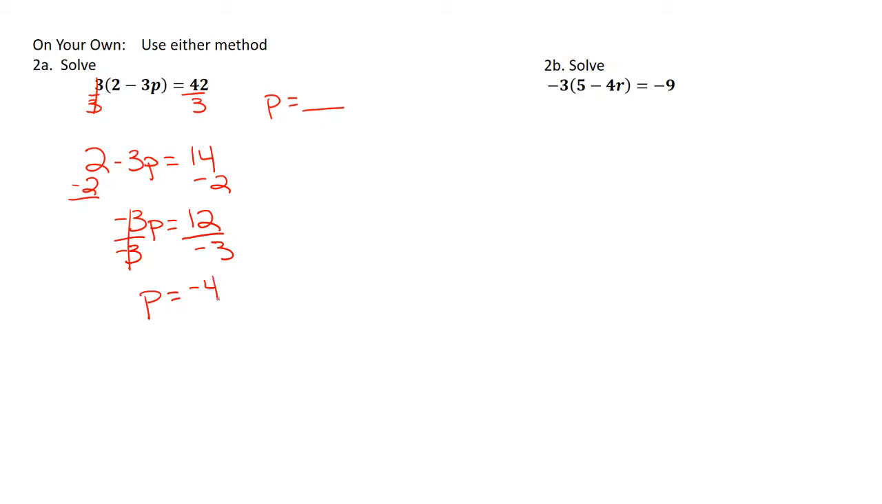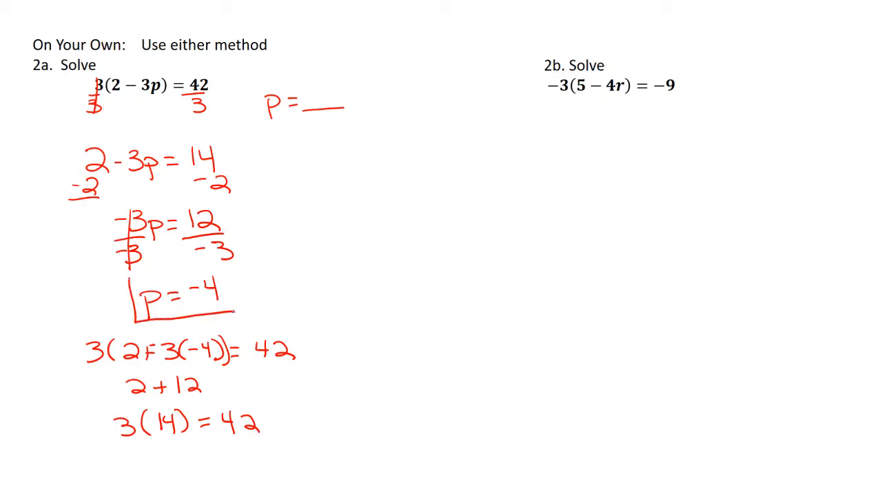All right, so remember, you always want to go back and check your work before you move on. So let's just fill it in. 3 times (2 minus 3 times negative 4). We want that to equal 42. Okay, so a negative 3 times a negative 4 is a positive 12, plus 2 is 14. And we know that 3 times 14 equals 42. So the correct answer is p equals negative 4.